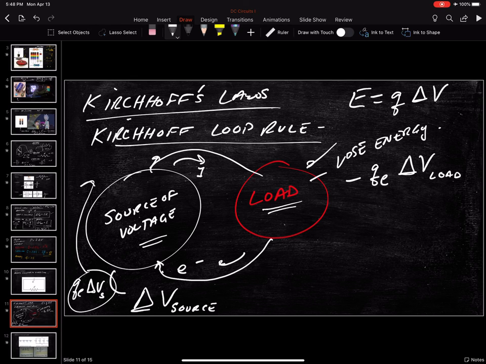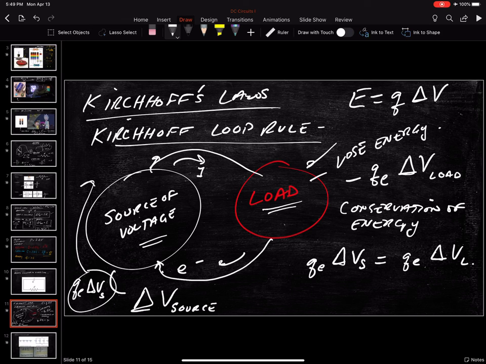And for both of these things to be true, for conservation of energy, this says that Q electron delta V source has got to equal Q electron delta V load. Okay? The magnitude of these things. Canceling off the Q electron, this says that delta V source minus delta V load is equal to 0. Okay? Now, I never said how many batteries you've got. I never said how many light bulbs you've got. This thing is true in general.